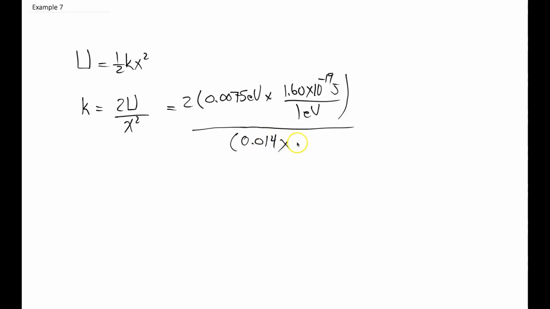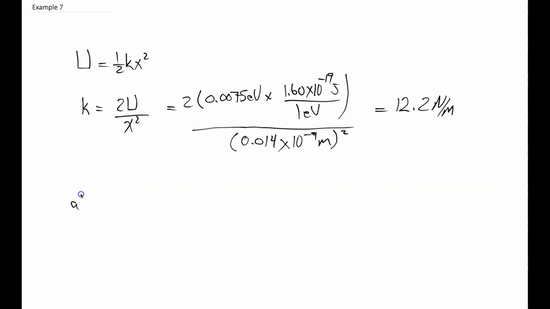the answer for k, dividing by the distance, which is 0.014 nanometers squared. This will give us a 12.2 newton per meter constant.